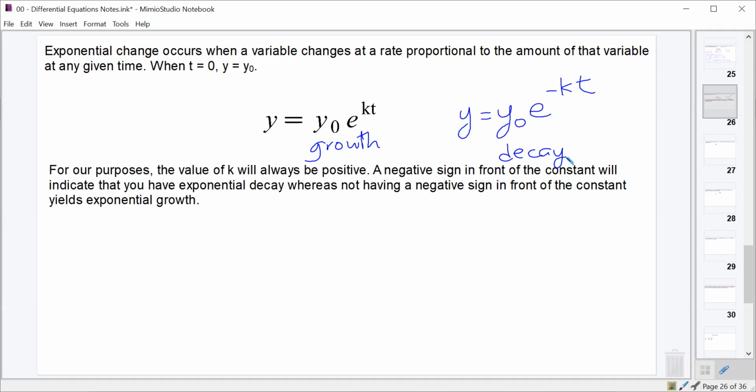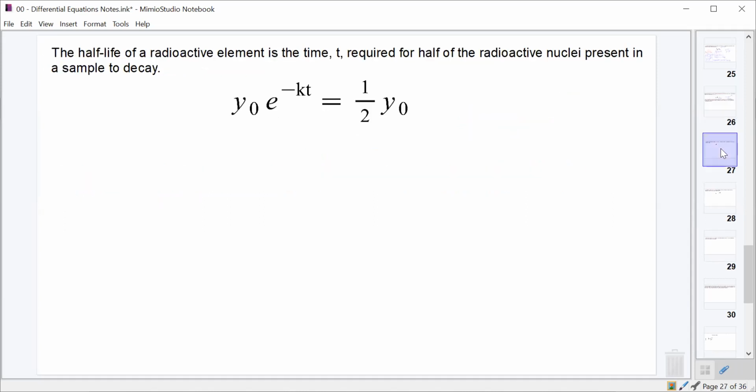So what we're going to do is work our way through a couple of problems sort of surrounding this. None of it should be too different from anything you've done in previous math class.